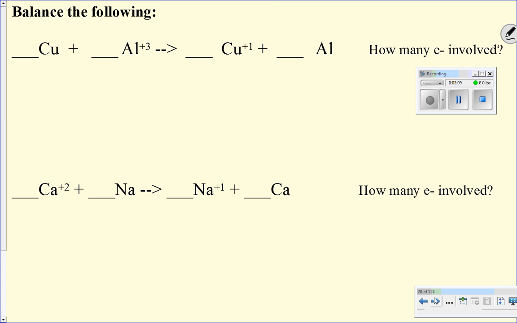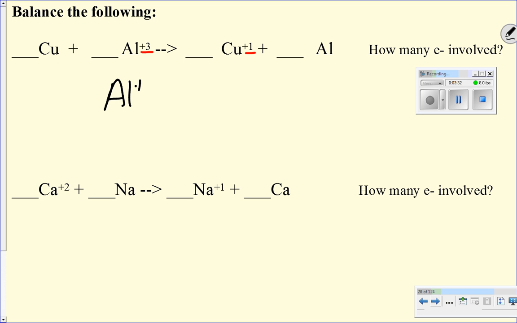There is a little bit of a shortcut way of doing this. Very often you can use a little reverse crisscross trick. If you look at the aluminum having a +3 here, that means we're going to end up putting a 3 in front of the coppers. This copper is a 1, which means aluminum is going to end up with a 3 in front of it. I'm going to prove this to you by doing half reactions.